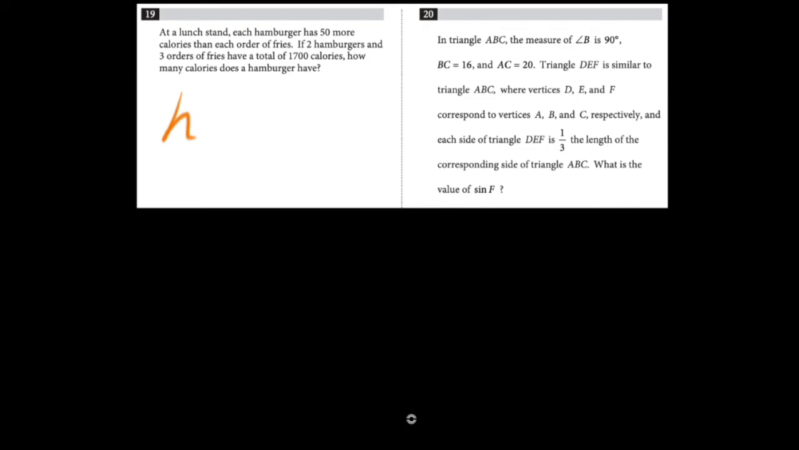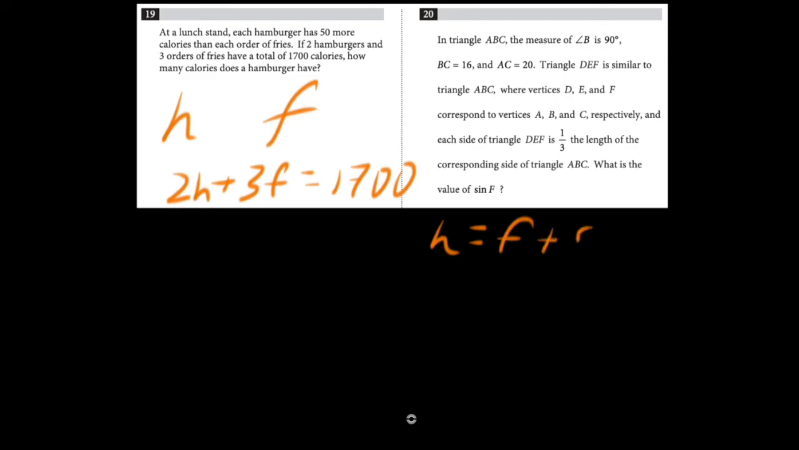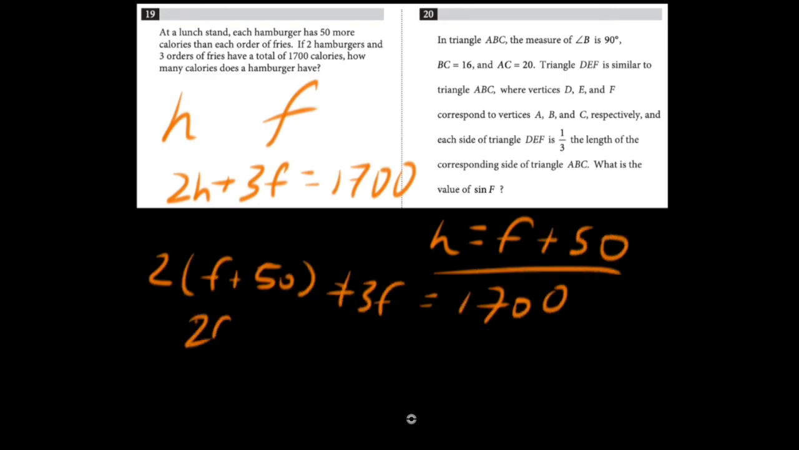Let's say h is the number of calories in a hamburger, and f is the number of calories in a fry. So let's set up the system of equations. And we also know that h has 50 more calories than an order of fries, so h is equal to f plus 50. So let's go ahead and substitute this in. So 2f plus 3f plus 100 is equal to 1700.